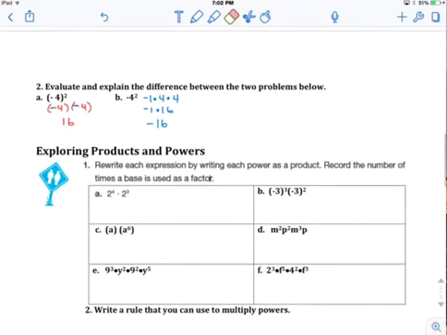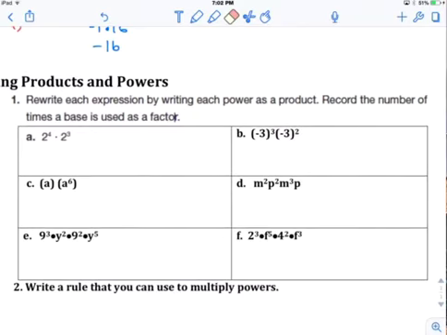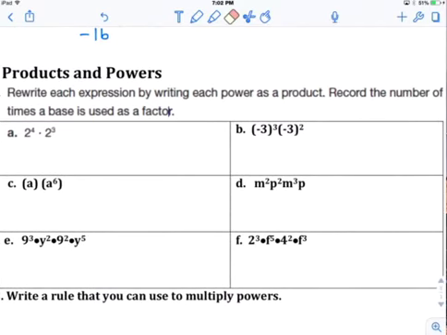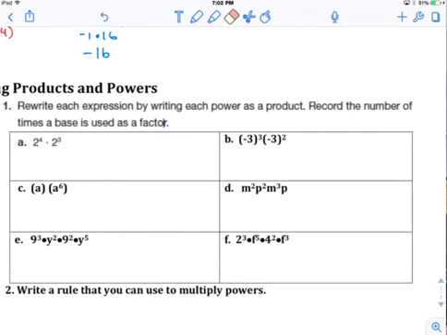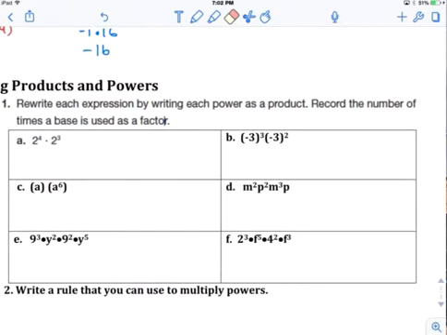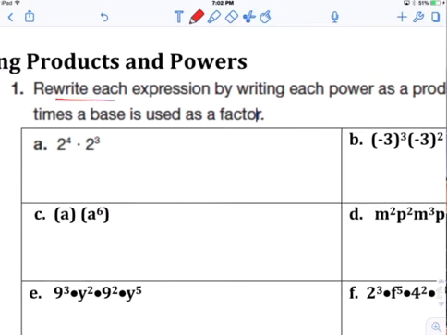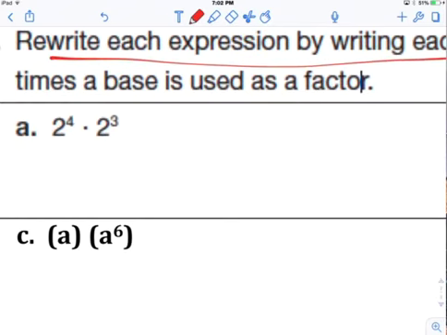All right. Exploring products and powers. Rewrite each expression by using powers of product. Record the number of times a base is used as a factor. Now we need to do this direction as it says because you need to see what's happening. Rewrite it as a product. So that's 2 times 2 times 2 times 2. The other one right here, 2 to the third power, is 2 times 2 times 2. So our answer is 2 to the 7th power.